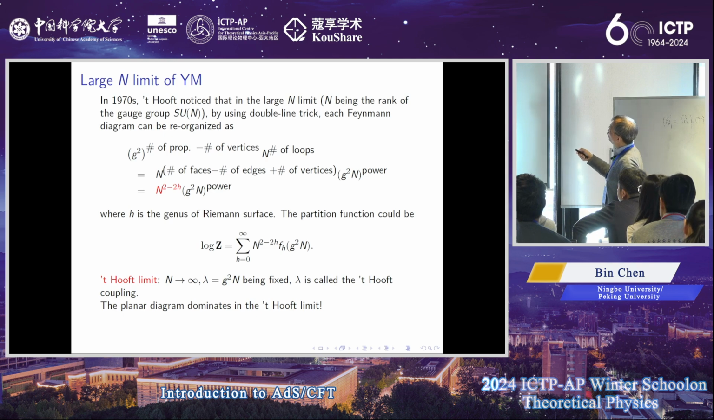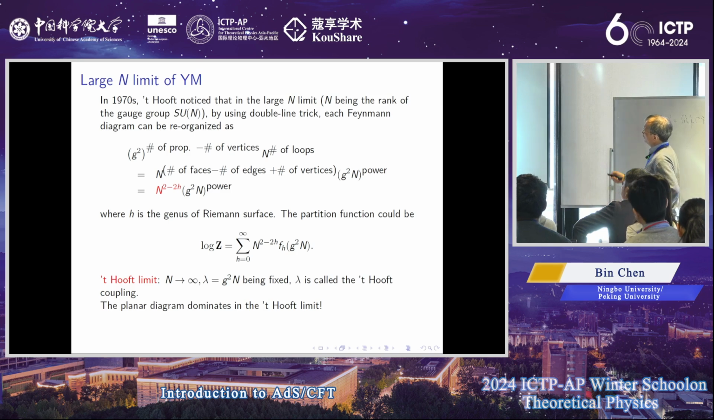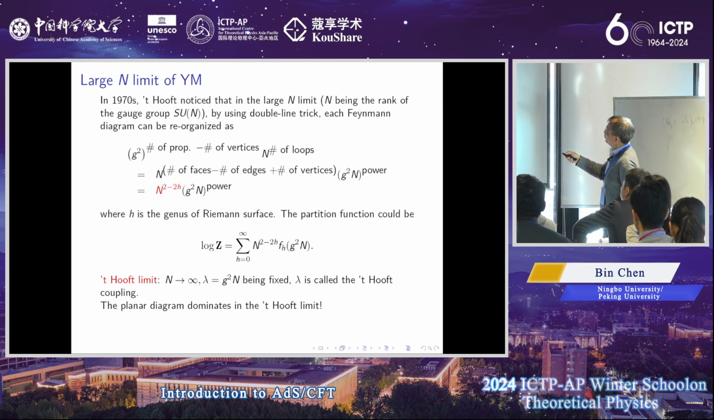And if you have a loop, you have to take a trace. So if you take the trace, you have a factor n. So you have n to the power of the number of loops. And then you can reorganize the first line and take this n and put the other factor of n into G square n. So then the number of loops you can take as the number of faces. And for the number of propagators, you have the number of edges. So this is minus, you have n here, you have another n here. And for the vertices, now it's plus.